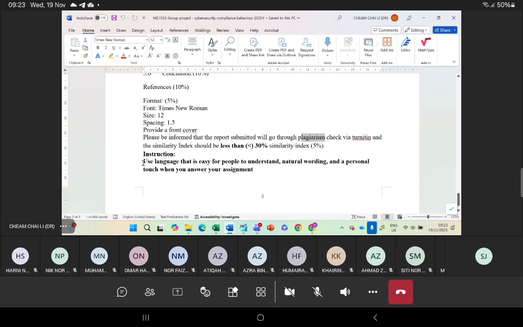And then one thing I want you to take note is, okay, in this report, so you need to use the language that is easy for people to understand. So use the natural wording and personal touch when you answer your assignment, right? Jangan guna yang AI yang mungkin you sendiri pun tak faham kan. So yang ni you have to use the normal, simple language saja for this project, and also any assignment in MGT555. Yeah.